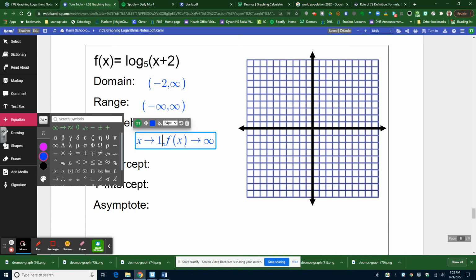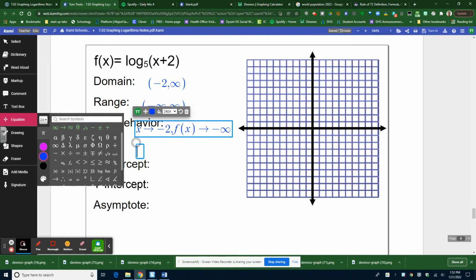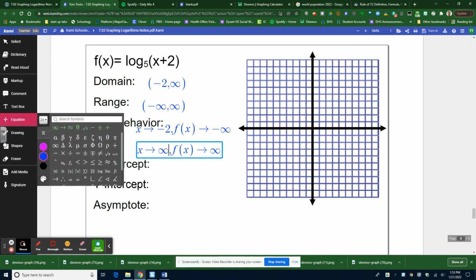So as it approaches -2, it's going down, right? This one's going down. And as it goes to positive infinity, it goes up. So you can see this, it doesn't change that much from one graph to another. A lot of things are going to be the same. Asymptote, x equals -2.